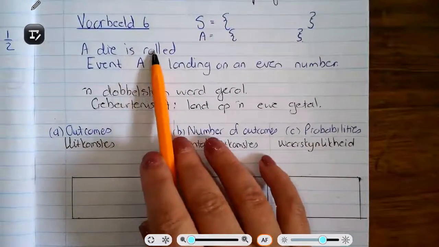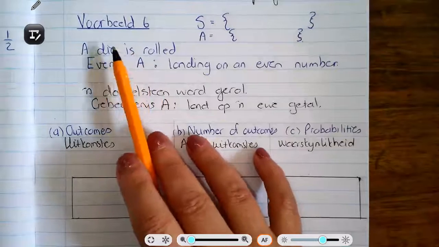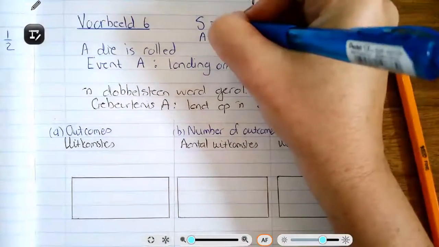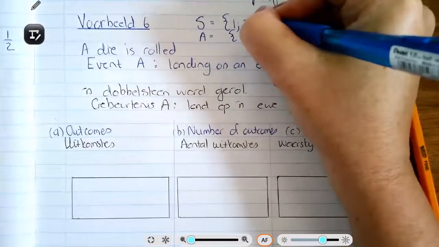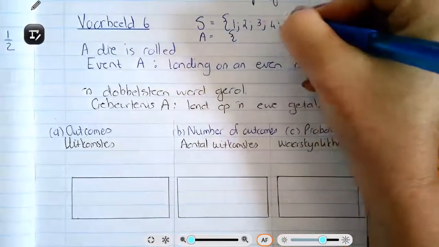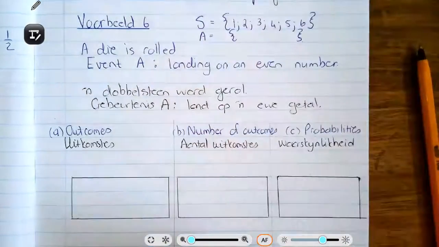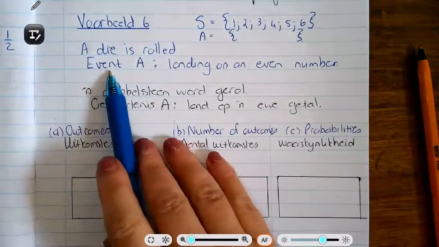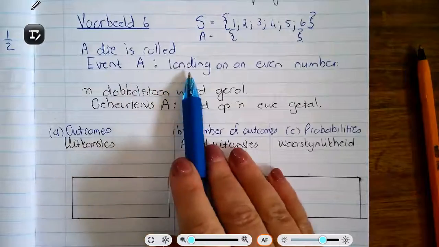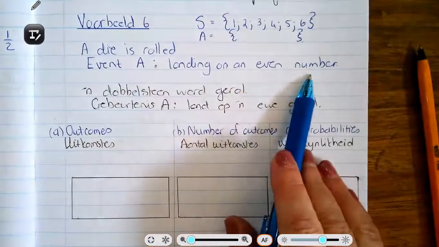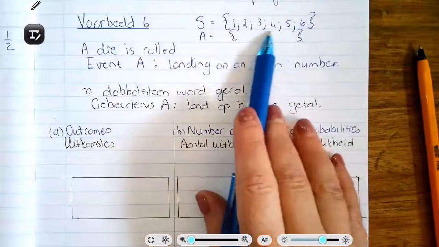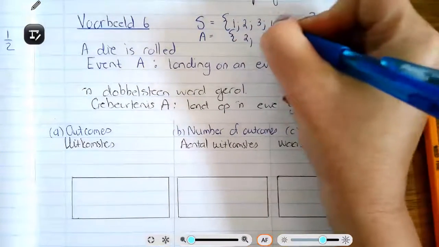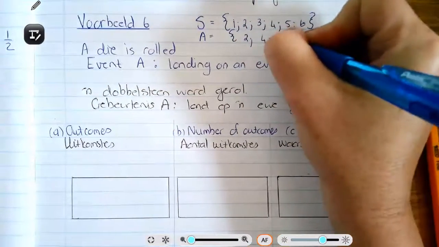A die is rolled. So if it's a normal die with 6 sides, what will the sample space be? You can have a 1, 2, 3, 4, 5, and 6. Those are all the elements that can happen. If the event A is landing on an even number, which elements will be in the subset of A? Even numbers are 2, 4 and 6.